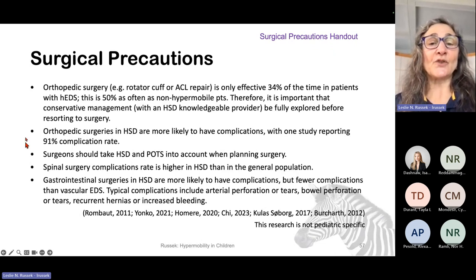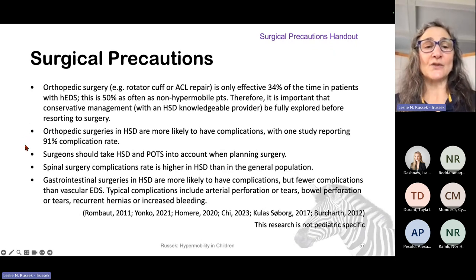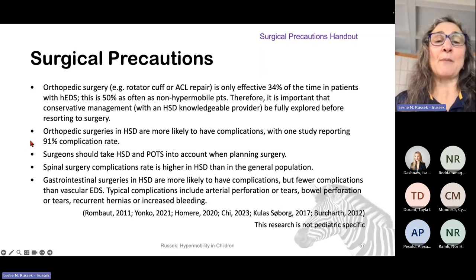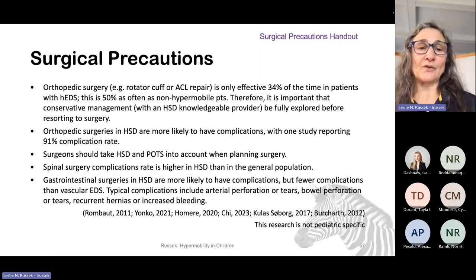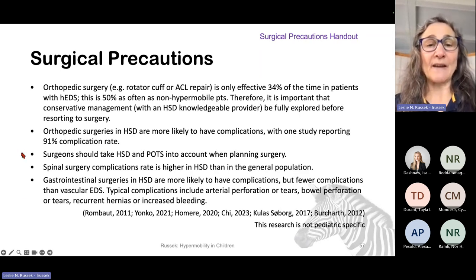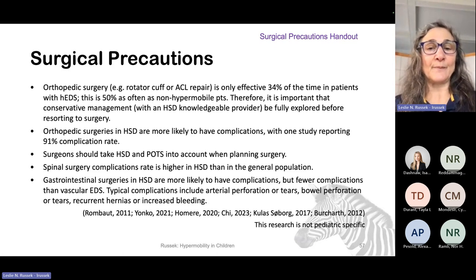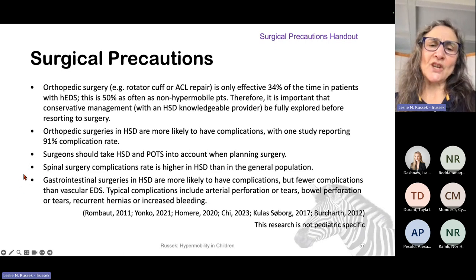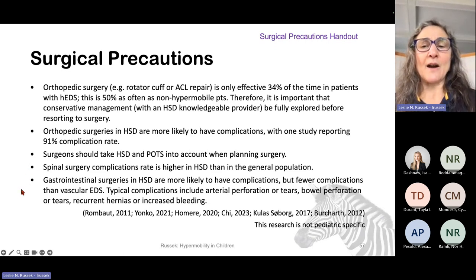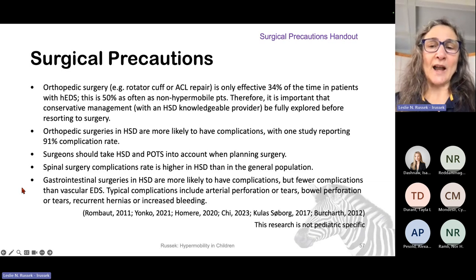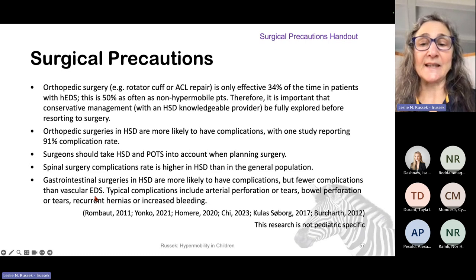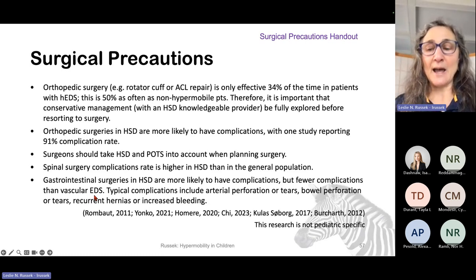The orthopedic surgeries are also more likely to have complications, with one study reporting a 91% complication rate. Mast cell and POTS both contribute to those complications. Surgeons definitely should take hypermobility, POTS, and the MCAS into account. Again, complication rates. GI surgeries are likely to have more complications, but the big concern there is for kids with vascular EDS, which is fairly uncommon.